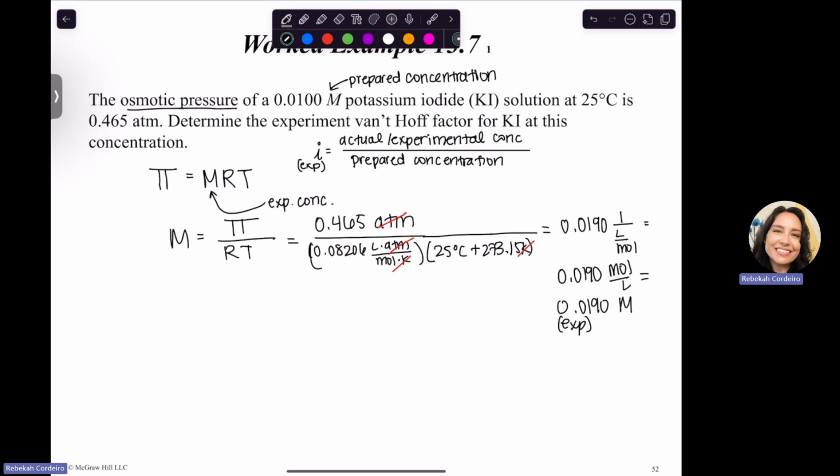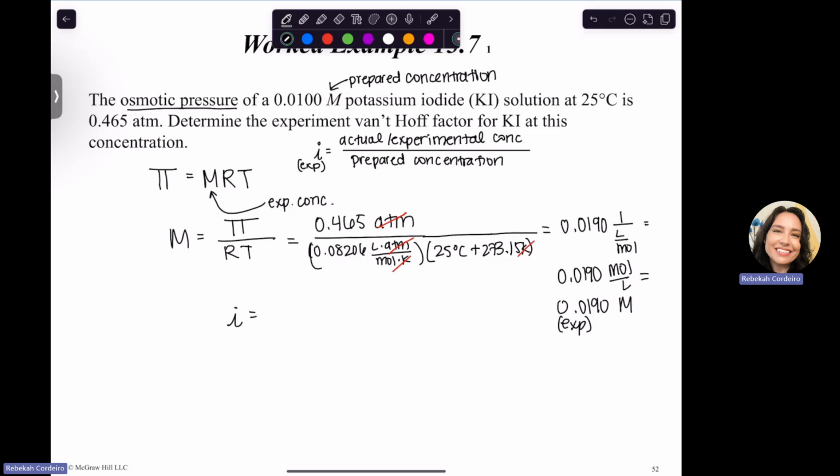So osmotic pressure says, hey, we actually have a concentration of 0.19. We prepared a concentration of 0.01. Why is it bigger? Well, because it broke into pieces, right? We prepared this much, but it broke into some pieces. Now, maybe it didn't break into twice as many pieces because we would expect 0.02. It's not quite 0.02. That's okay.